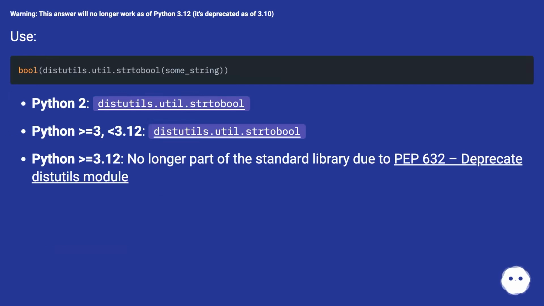Warning: this answer will no longer work as of Python 3.12, it's deprecated as of 3.10. Use distutils.util.strtobool. Python 2, Python 3 up to 3.12: distutils.util.strtobool. Python greater than or equal to 3.12: no longer part of the standard library due to PEP 632, which deprecates the distutils module.